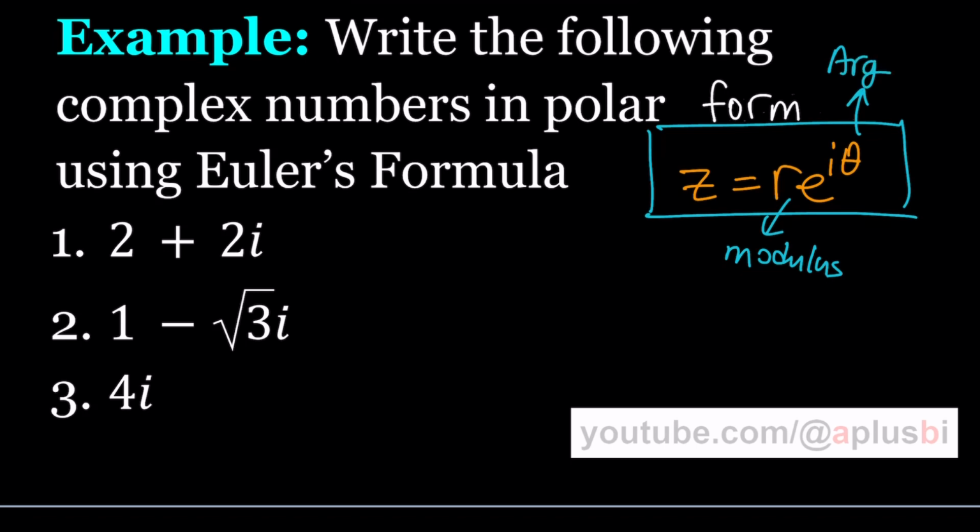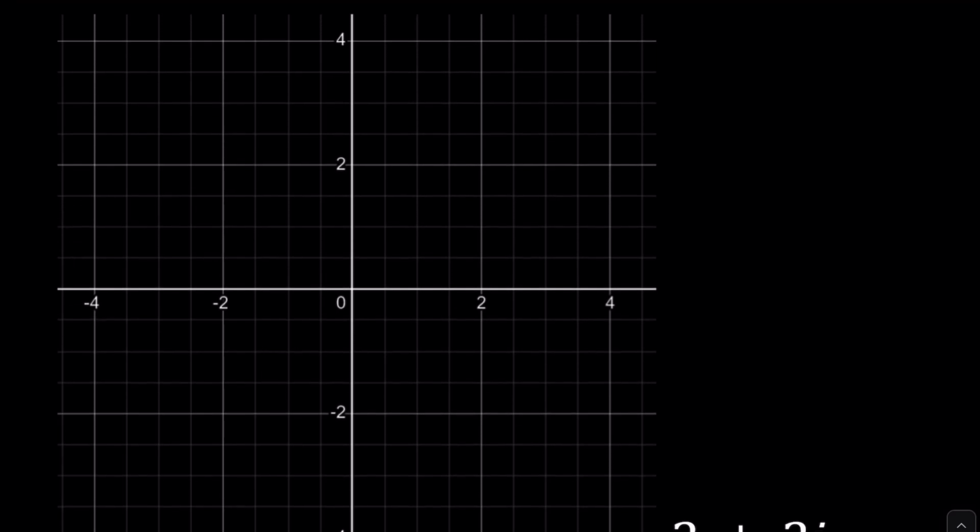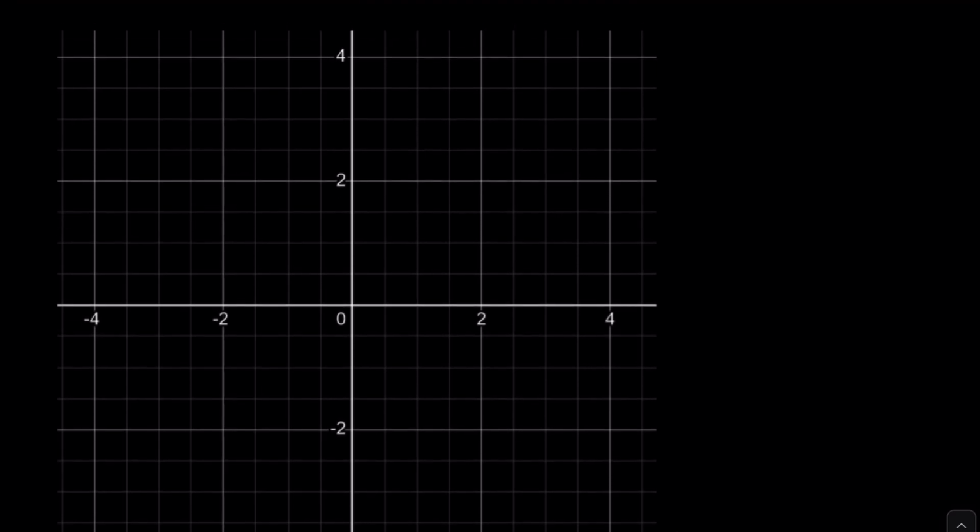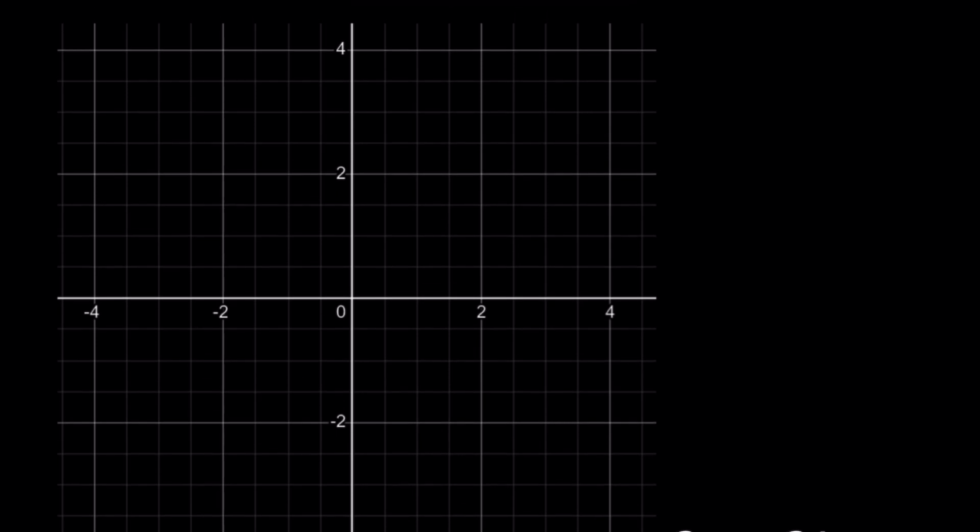Now let's go ahead and take a look at these numbers and write them each using Euler's formula. The first one is 2 plus 2i. So let's go ahead and take a look. First of all, we're going to start by plotting this number on the complex plane, which is also called the Argand plane. I hope I didn't mispronounce it. So 2 plus 2i basically can be turned into the ordered pair (2, 2), and that will be located right here. Let's go ahead and connect it to the origin with a straight line like this.